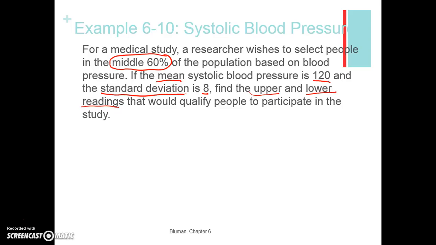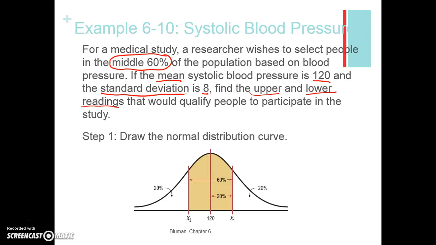Now, this middle 60%, we know that that middle 60% obviously is in the middle. So it's going to be in the middle of our curve. So it's going to be centered around the mean. So that's going to put 30% on either side of that mean. So let's go ahead and draw that out. So it should look like this. Okay, so you see it's in the middle, and we got that 30% on either side.